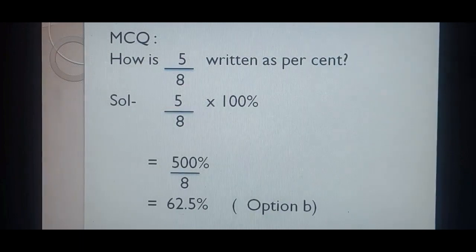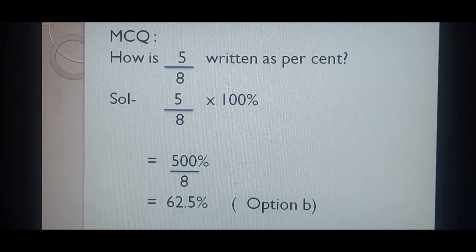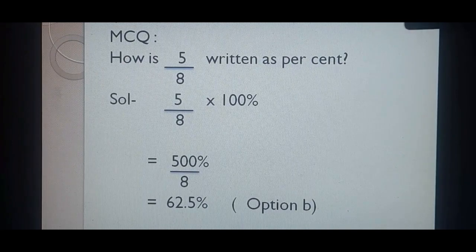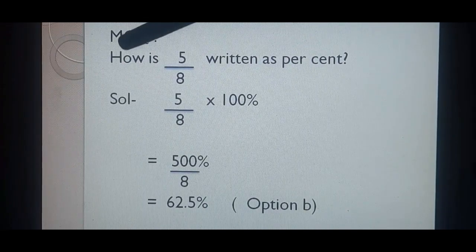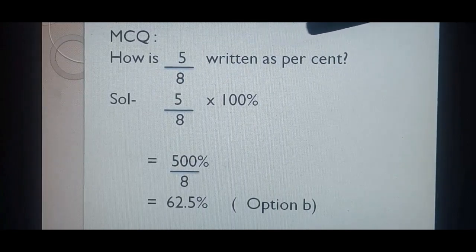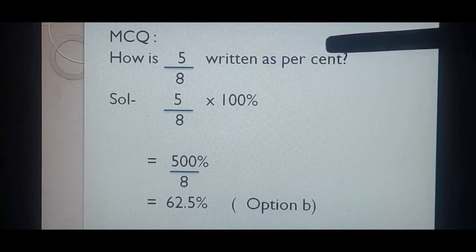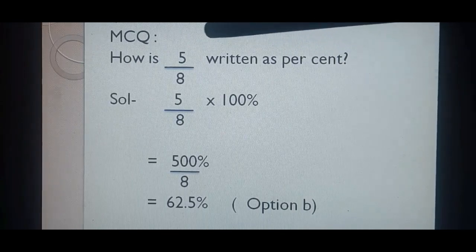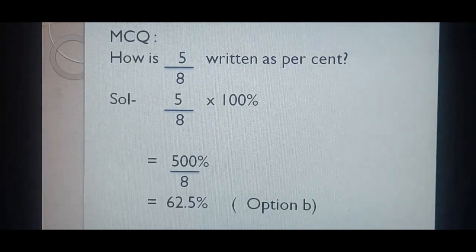Now, an MCQ question from your book. It is given on page number 22. The question is: how is 5 upon 8 written as percent? 5 upon 8 को percentage में कैसे लिख सकते हैं? It means we have to convert this fraction into percent.